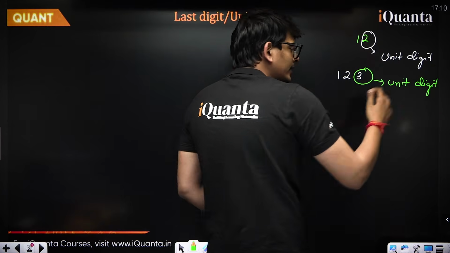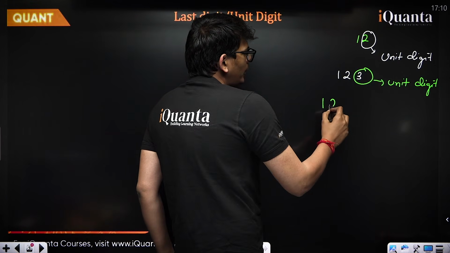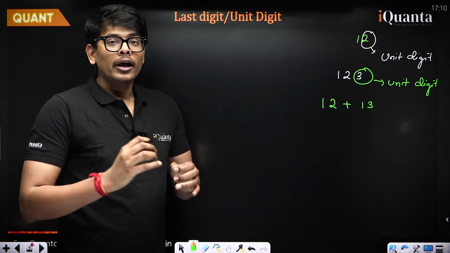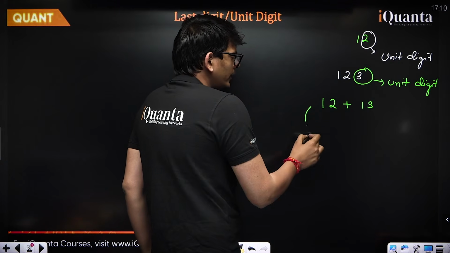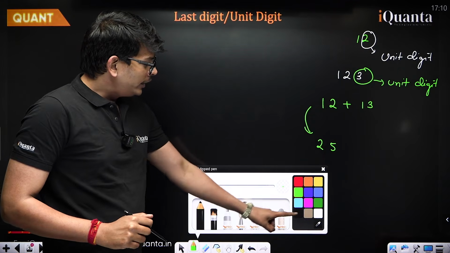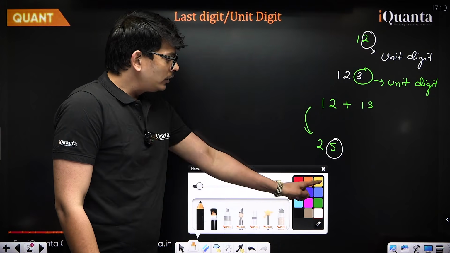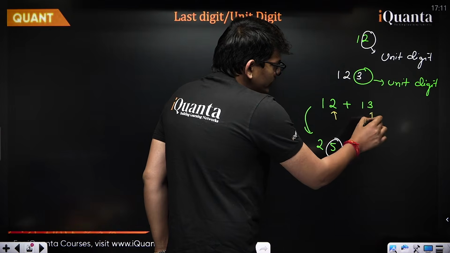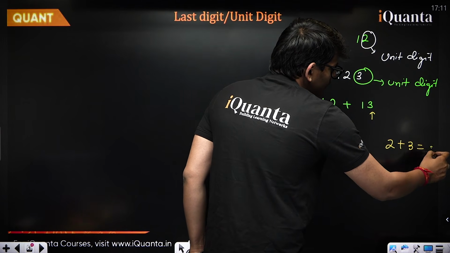Now let's extend this concept on a difficult problem. Suppose question is 12 plus 13. This expression is given to us and we have to find out unit digit of this particular expression. Now if I try to solve this manually, I will get 25 as the sum of these two numbers and unit digit will be 5. But instead of doing all this, if I focus only on unit digit of this and unit digit of this, I will get 2 plus 3, that is 5.